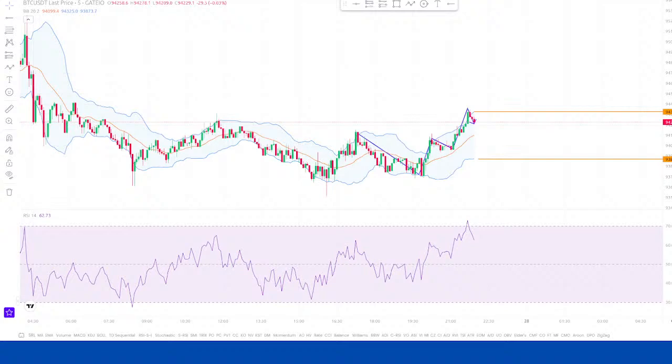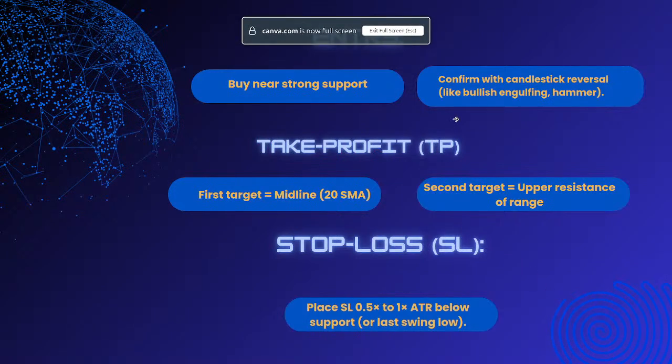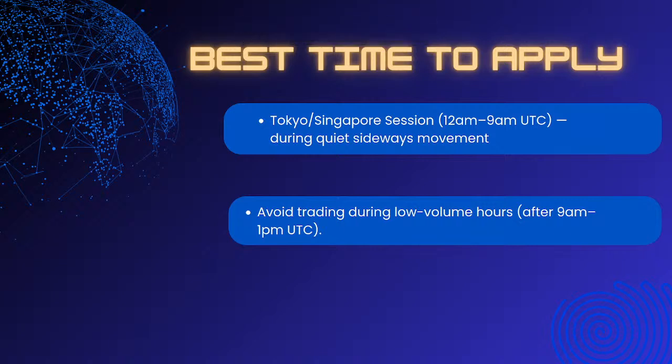Also, you need to understand the best time to apply this strategy, and for this case it is the Tokyo-Singapore session, which ranges from 12 a.m. to 9 a.m. UTC, during quiet sideways movement. Time is very important, because this strategy is not applicable on all days or all hours. You have to master the sessions, because during these hours the Tokyo and Singapore session happens. We assume that traders in Tokyo, who are the ones pushing the trades, are waking up and helping push the market. You need to avoid trading during low volume hours, that is 9 a.m. to 1 p.m. UTC. So these are the best hours for this strategy, during the Tokyo hours.